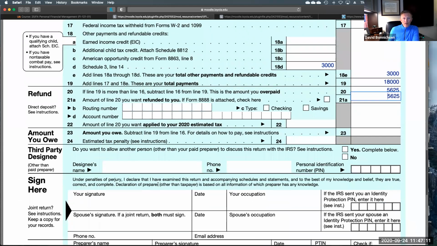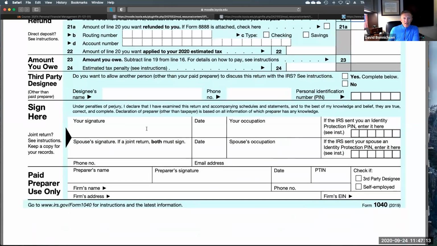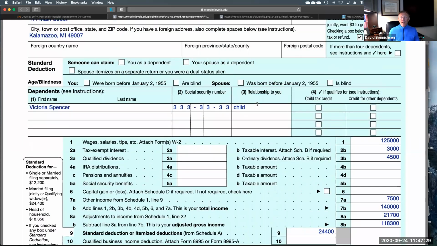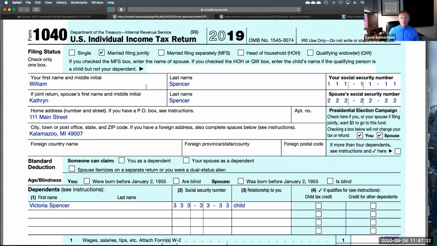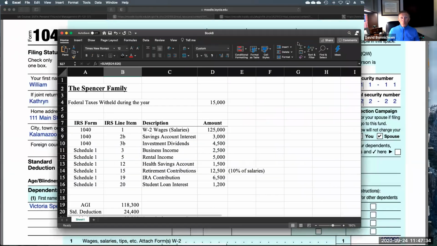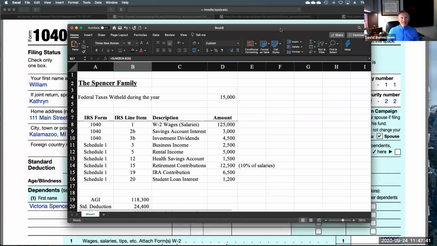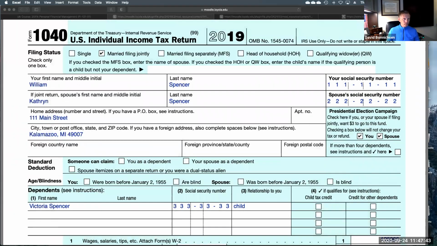Okay, and then don't forget to sign the return, both of you. In the case of the Spencer family, William and Catherine both need to sign the tax return, or else it will get rejected. Okay, so there's the summary on how we go about building the actual 1040 based upon data that we're provided, okay, which you will be provided all of the data that you need in order to fill in the 1040 form.